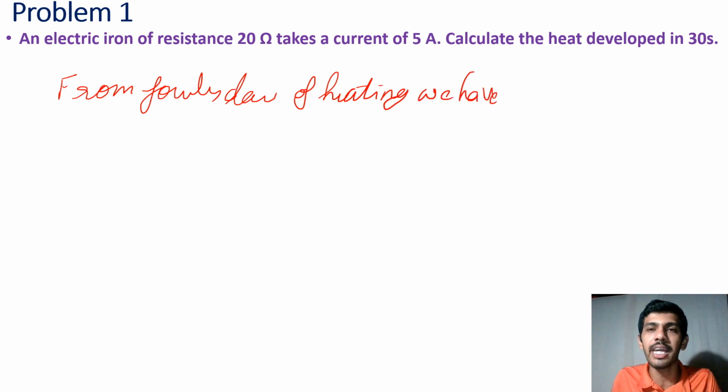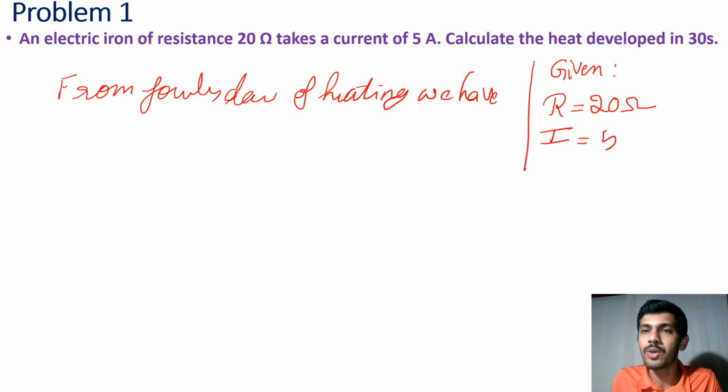Before solving any problem, we have to write down the given values. So what are the given values here? An electric iron of resistance 20 ohm, that is R equal to 20 ohms, and takes a current of 5 amps. Current is represented by the letter I, which is equal to 5 amps. Calculate the heat developed in 30 seconds. That means t is equal to 30 seconds. What we need to find out is the heat generated, H, so that we need to calculate.